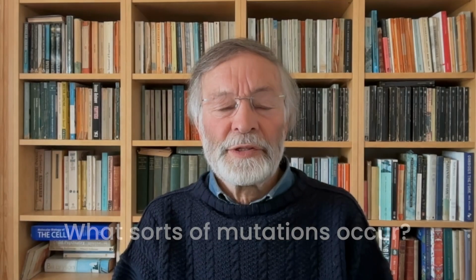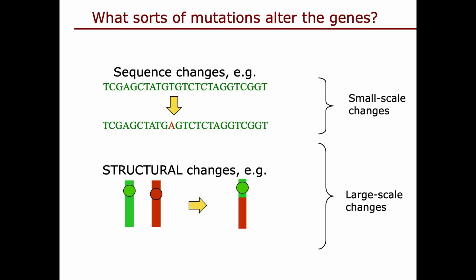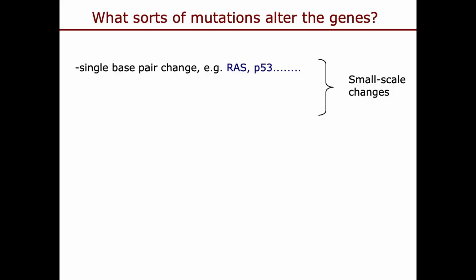The next major question I want to address is what sort of mutations actually occur in practice in genes? How is the DNA changed? And the short answer to this question is that everything you can possibly imagine. But let's look at a variety of these things. If we look at small-scale changes, the commonest mutations that we detect are single-base changes. We've met them before, and they affect famous genes like RAS and P53 and so on.